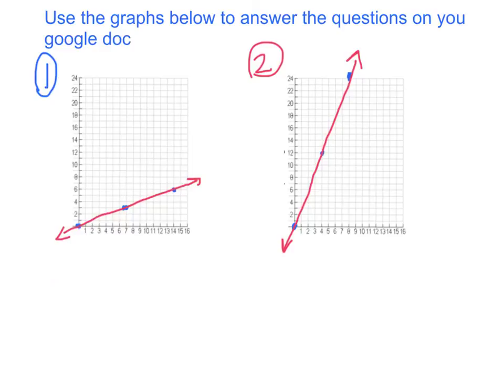Now, for your Google questions, use these 2 graphs to figure out what is the slope of this line. So use the points that are given to figure out what is the rise over the run for each graph, and remember to simplify if necessary.